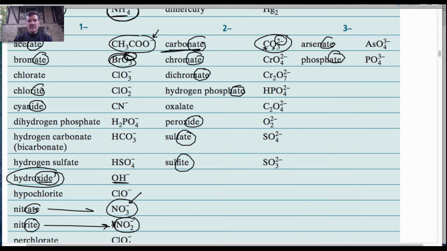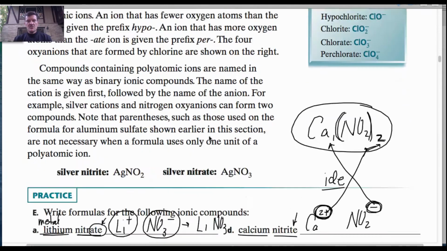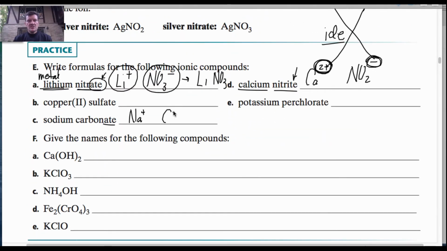There it is. Carbonate. CO3 with a charge of 2 negative. How many of each have to come together to give me a neutral compound? This is a +1, so I'm just going to have 1 of the carbonate. And this is a 2 negative, so that's going to give me 2 of the sodium ions. Now I've got a neutral compound.